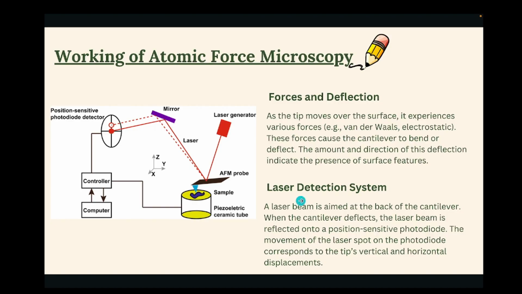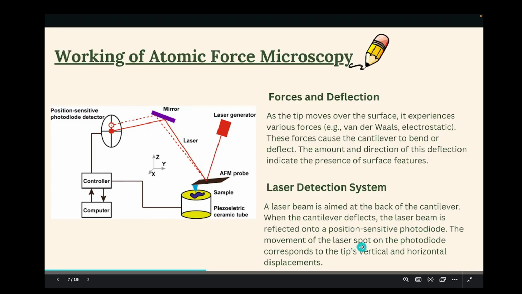Laser detection system. So the laser is focused at the back of the cantilever. When the cantilever deflects, the laser beam is reflected onto the position sensitive photodiode. The movement of the laser spot on the photodiode corresponds to the tip's vertical and horizontal displacement.